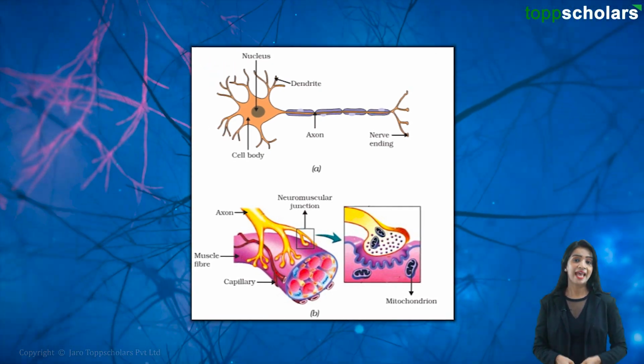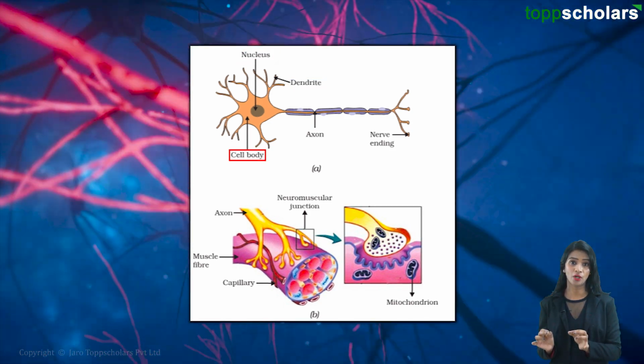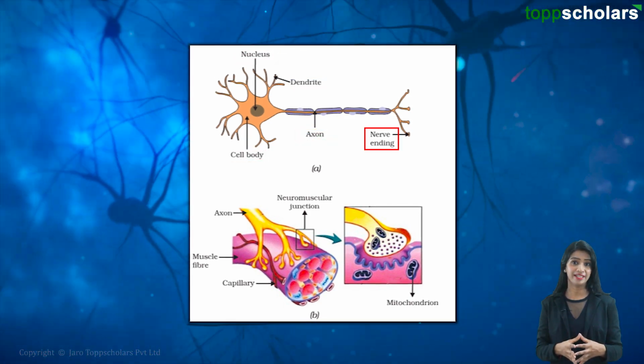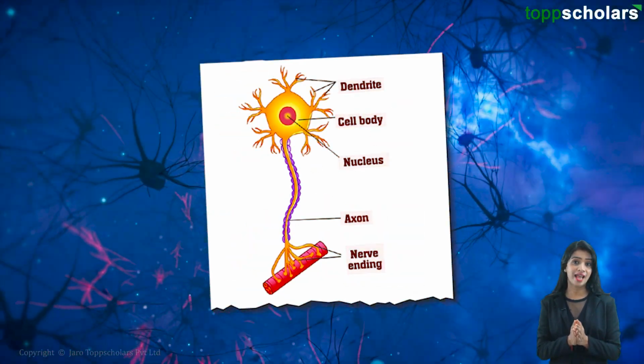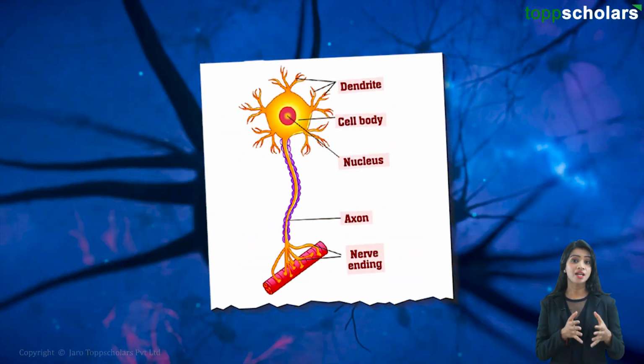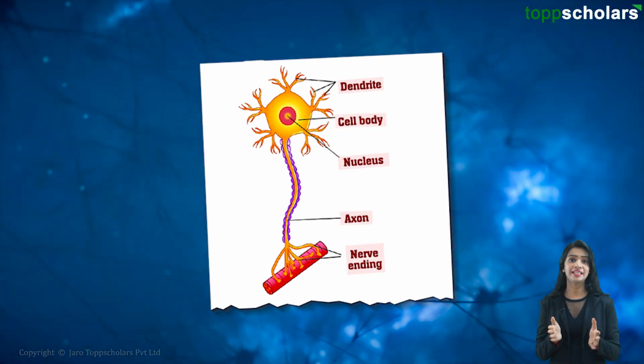Please remember that in the diagram of neuron, dendrites, nucleus in the cell body, axon and nerve endings are very important to label. Hope you got an understanding of how to remember and understand the concept while keeping your hands fluent for making the diagram as well.